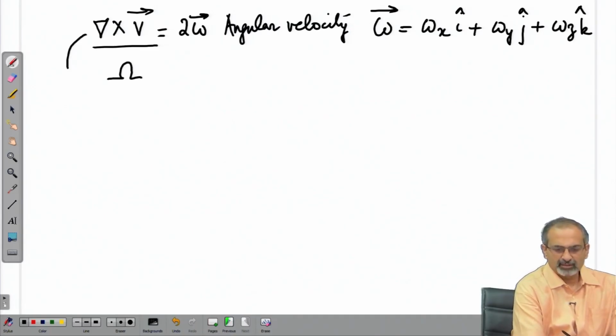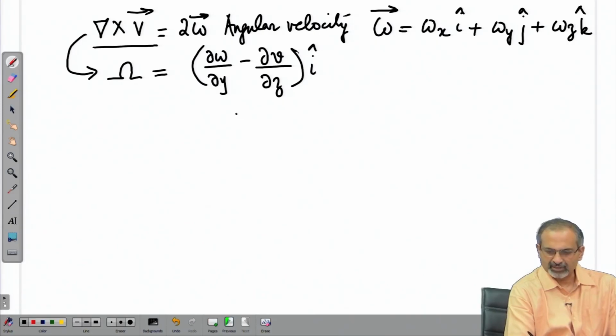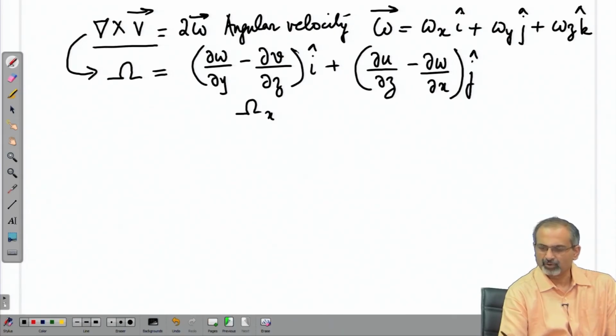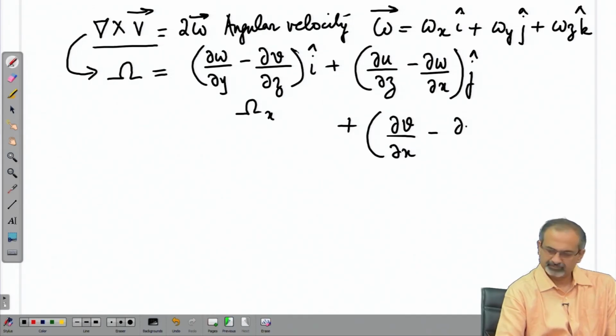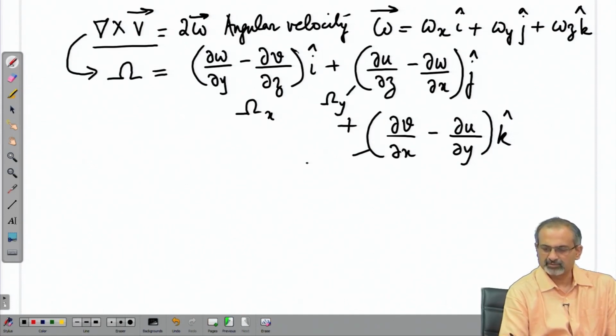So, let us call curl v as capital omega, and then we can write down its components. We can call them omega x, omega y and omega z. This is the nomenclature we are following in the course. So, these are the 3 components: this is omega y and this is omega z.